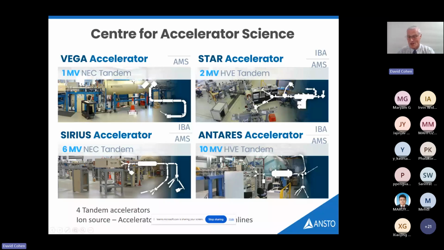This is an ANSTO beam line. This is a microprobe beam line. And these other beam lines are for materials analysis. So that's the general configuration of the machines. And each configuration is different depending on the application that you want to do.